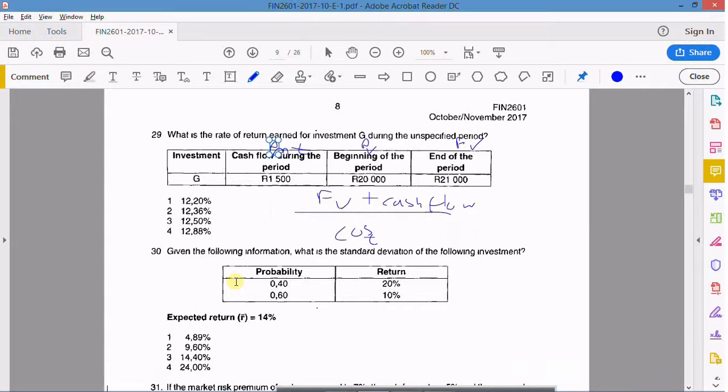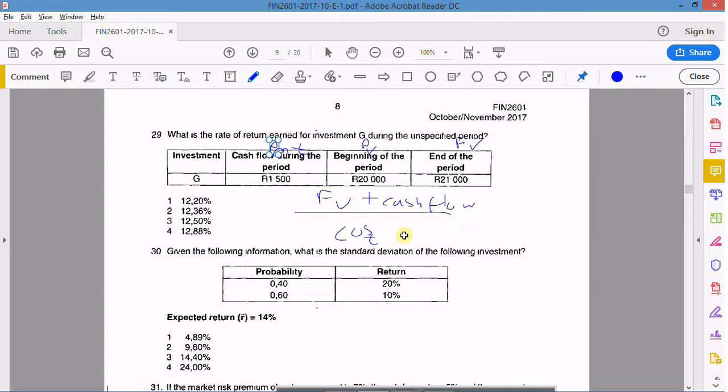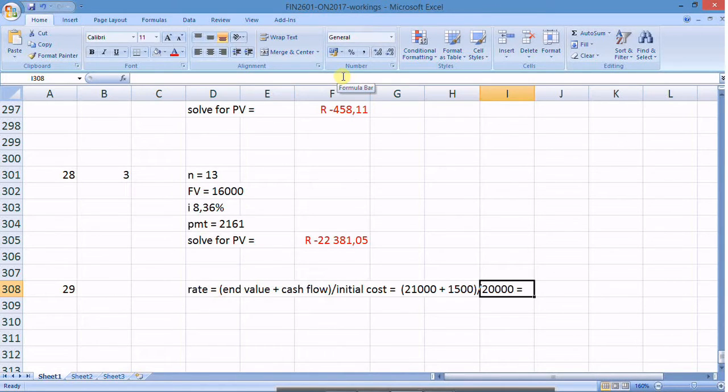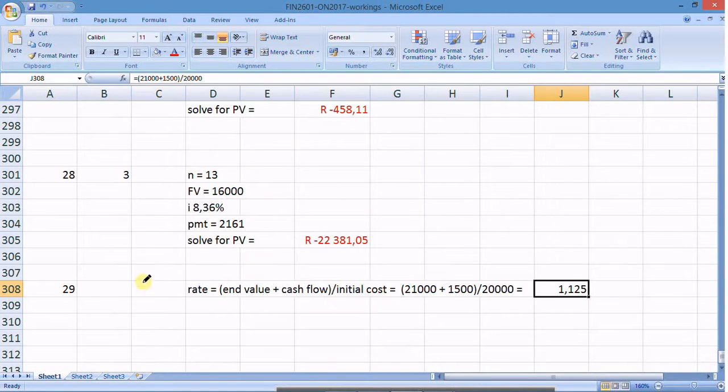So the end value was what? End of period 21,000 plus how much cash flow did I get? 1,500. Close brackets, divide by beginning of the period 20,000. That gives me an amount. It'll be 1 comma something. We want the comma something. There it is, 12.5%. Yes, got it. Option 3.